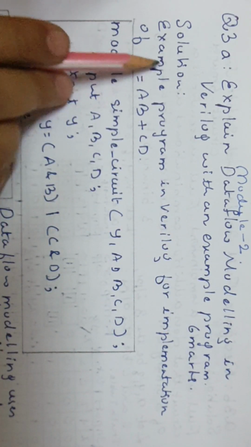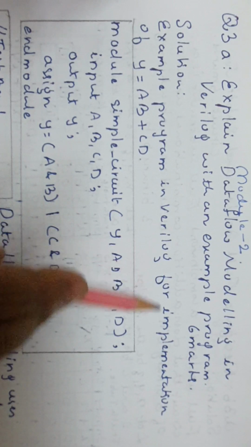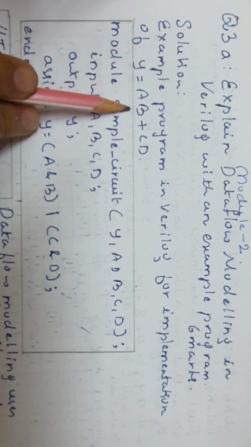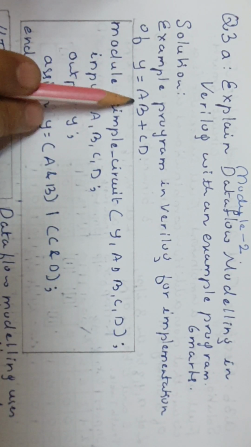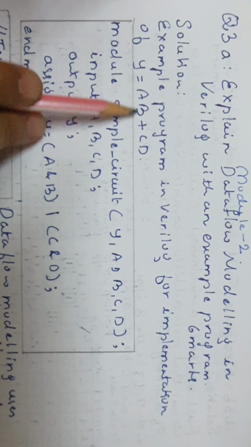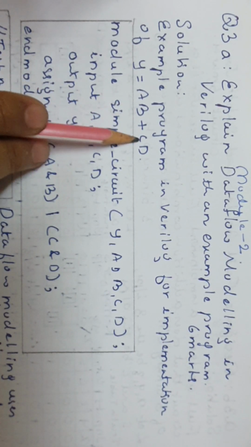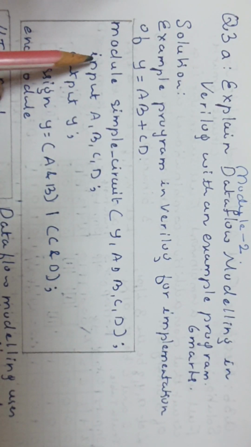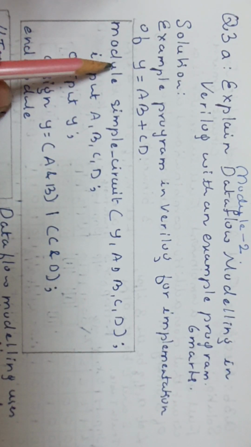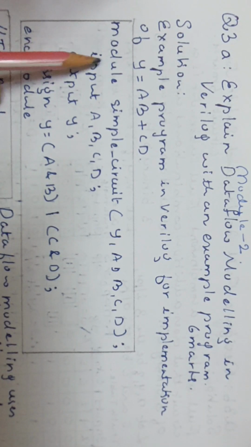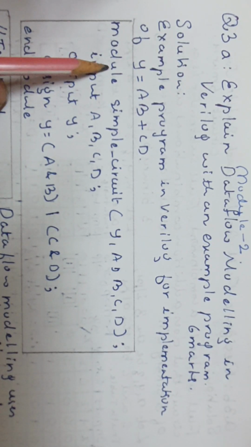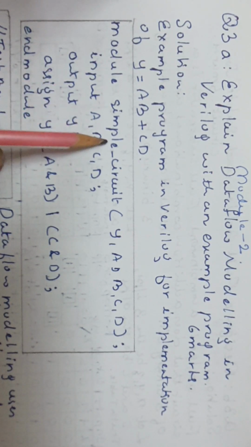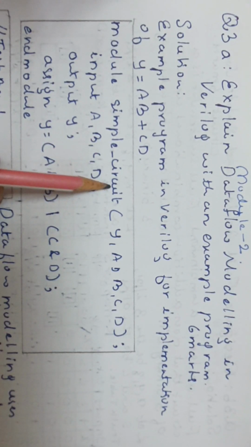Okay, the solution. For the example program in Verilog, we are taking y equal to a logically ANDed with b, logically ORed with c logically ANDed with d. In Verilog, while writing the program, we write between module and endmodule. These are the reserved words. This is the start of the program and the end of the program. Simple_circuit is the name we have given to this Verilog program.